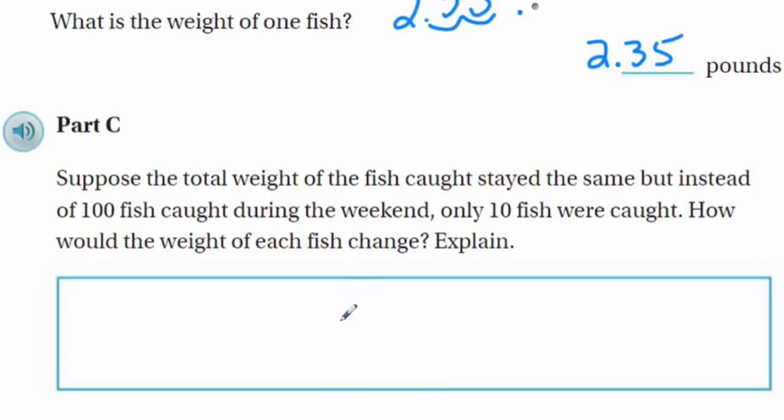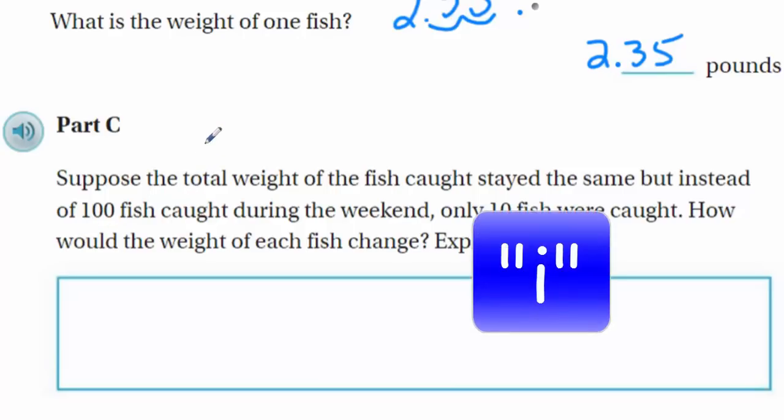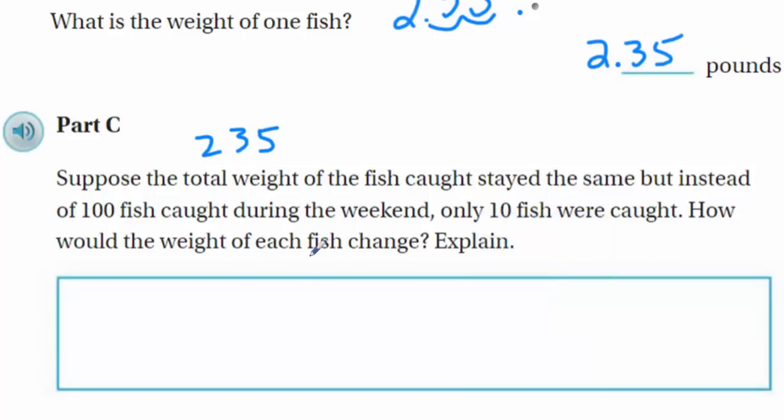Whoa, did you just go whoa? This says here, everything else is going to stay the same, the total weight. So 235 pounds is still going to remain. However, instead of having 100 fish, we're only going to have 10 fish. Are you thinking what I'm thinking? Yeah, that's right. We're going to have some really big fish.